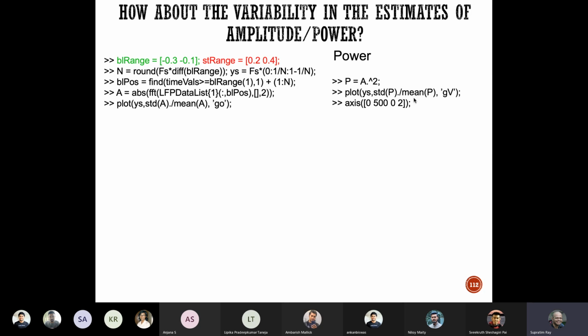Okay, if something is not changing, what is the standard deviation? 0. 0, right? So if the power is very consistent across trials.